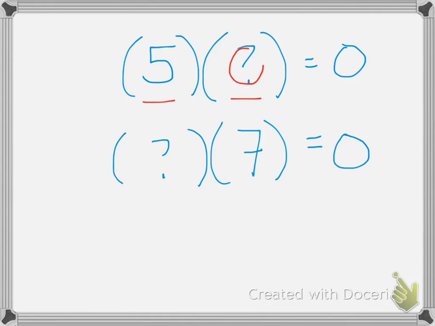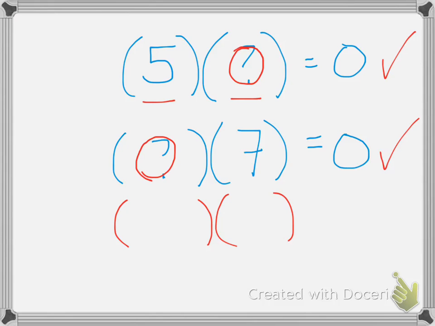So what is it? 5 times what equals 0? Oh, so you think it's that easy? 5 times 0 is 0? Yeah, you're right. All right, let's come on down here. What times 7 equals 0? Right again. Okay, so you think it's that easy? How about 7 times what equals 0? 0 times 7 was 0, so 7 times what is 0? Right again.